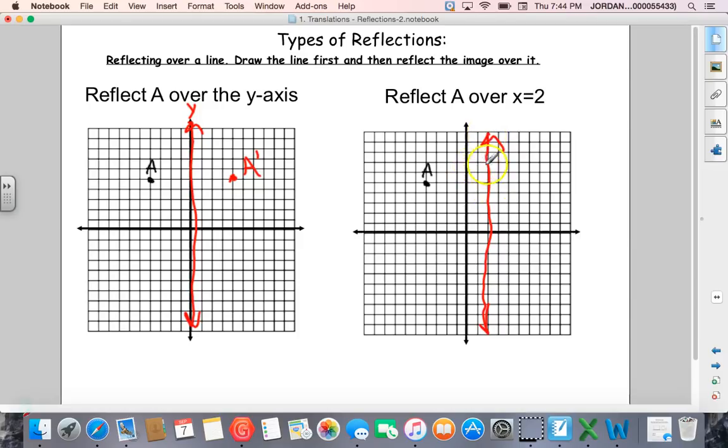So since we want to reflect over this line now, not the y-axis, but the line x equals 2, we've got to count how many spaces this point A is from the line x equals 2. So we can see it's 1, 2, 3, 4, 5, 6. So then when we reflect it, it's got to be 6 across the other side. 1, 2, 3, 4, 5, 6. So right there is our A prime. Alright, so a little bit different right there because it's not the axis, it's a specific line x equals 2.